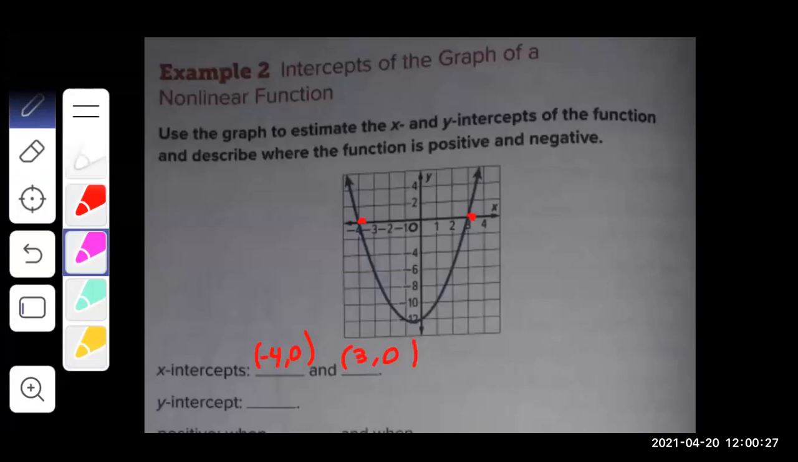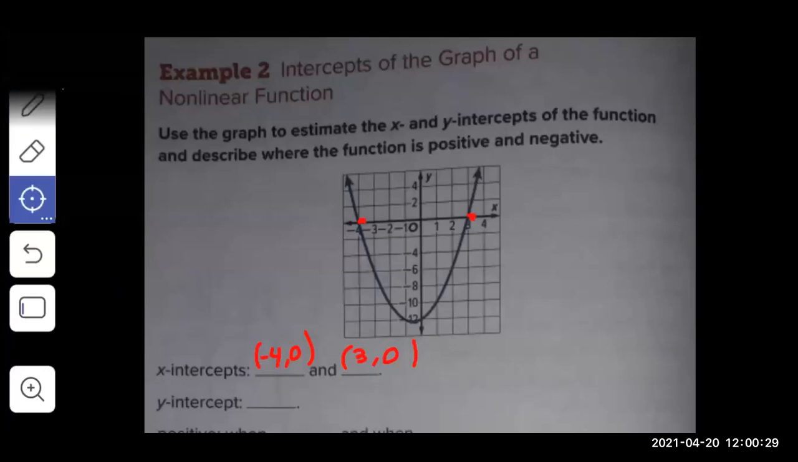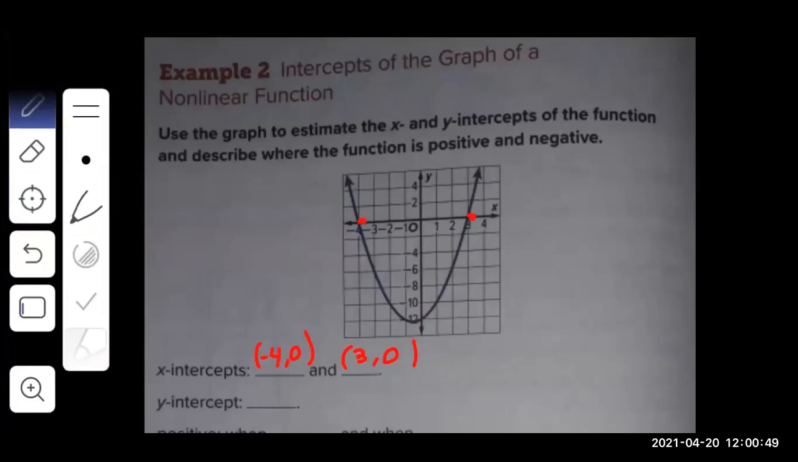Okay, then we're going to use this pink color to illustrate the y-intercept. The y-intercept, guys, is the point, the y-coordinate point where the graph crosses the y-axis. This is the y-axis. Here is exactly where the graph crosses it, at this point. Okay, let me copy this.